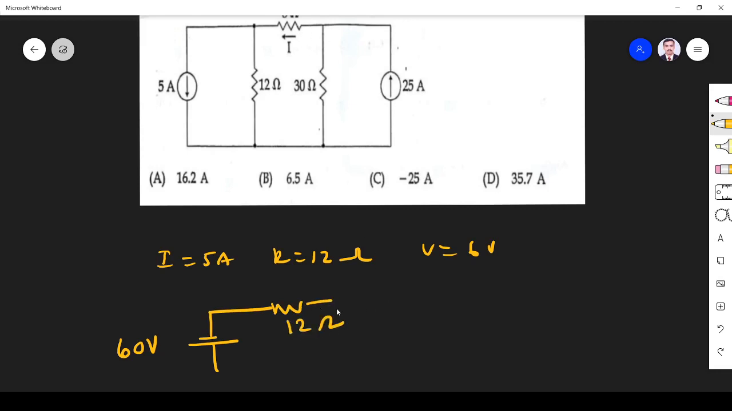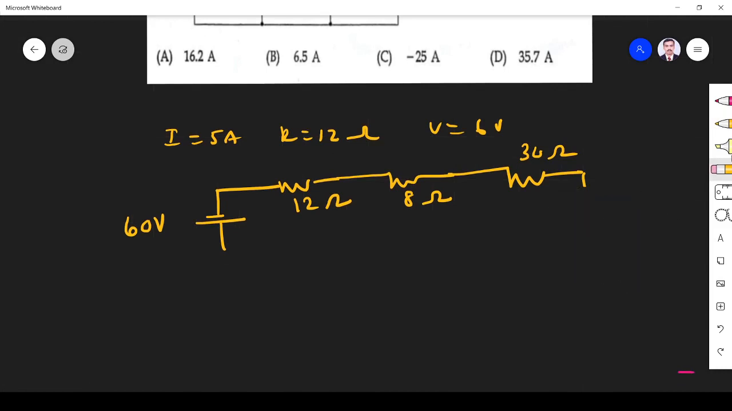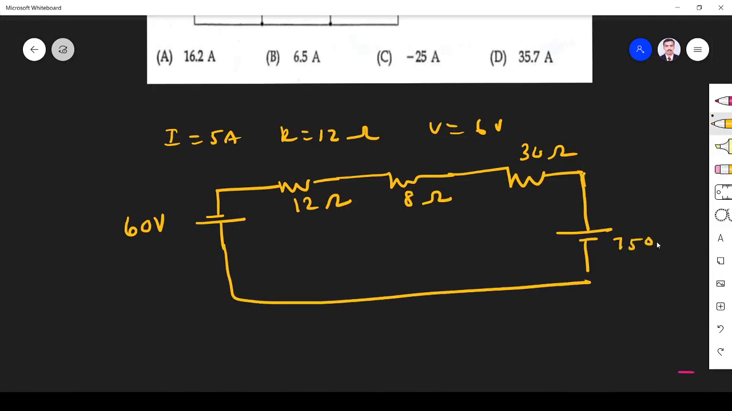Next to this resistance, what is that? 8 ohm. Next here 25 ampere, 30 ohm. So 25 into 30, this 30 ohm will come in series. 25 into 30 is 750, so it will be 750 volt. So here what I get is 750 volt, and here what I get is 60 volt.